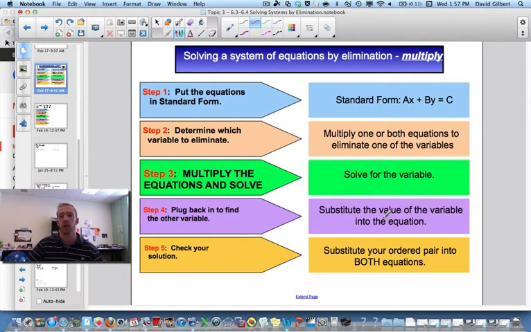Alright, so if this is blank on your page, pause it and copy it. Alright, sweet. So basically the same steps. This is the only real difference here. Multiply one or both equations to eliminate one of the variables.